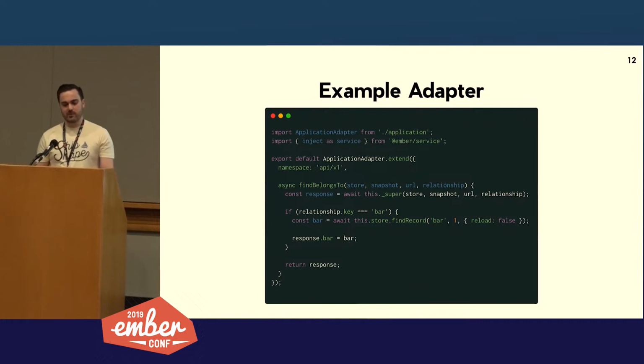So here's an example adapter. And typically, if you have a somewhat similar backend for all of your endpoints, you might want to have an application adapter and do some stuff there. So we're extending that here, assuming that is the case. And we changed the namespace because maybe you had a different API before, and now you've got v1, so you changed that. And we're using the find belongs to hook to combine some requests, like I mentioned. So we go in and do another find record and add that to the response before returning it. So that lets us do multiple calls and combine it into one nice response.